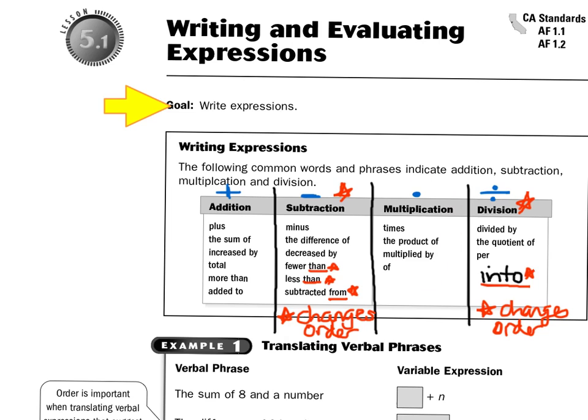Now multiplication: times, the product of, multiplied by, of. Those, the order doesn't matter because 3 times 4 is the same as 4 times 3. But in division, order matters. So with your red, put a red star and add the word into and put a star. That's going to change the order.